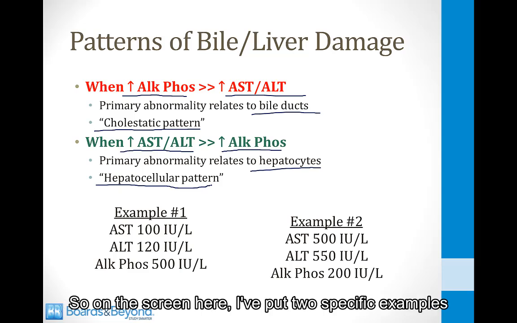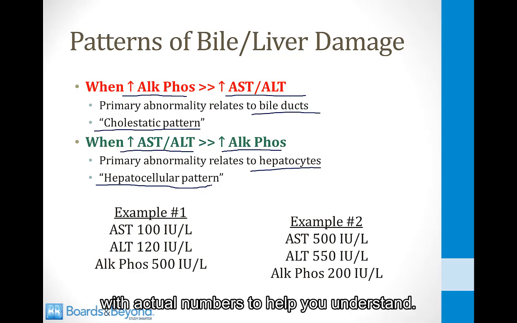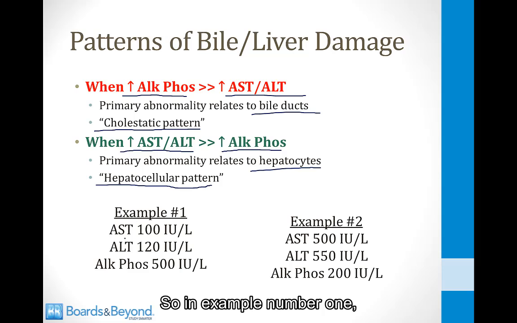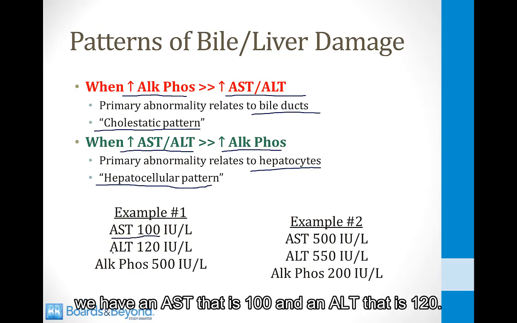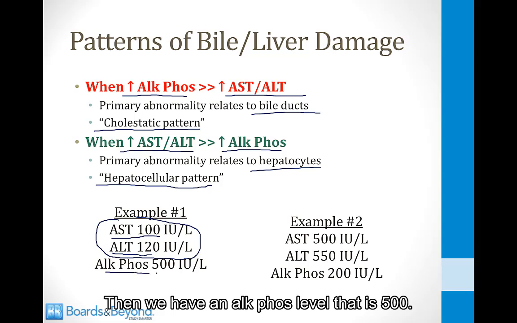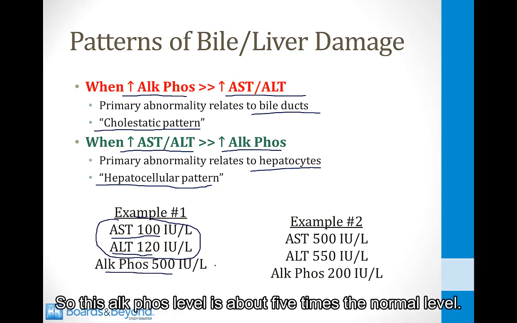So on the screen here, I've put two specific examples with actual numbers to help you understand. So a normal AST and ALT is about 50, and a normal ALK-Phos is about 100. The actual normals are slightly different than that, but that's an easy way to remember it when you're looking at board questions. So in example number 1, we have an AST that is 100 and an ALT that is 120. So these two values are about twice the normal level. Then we have an ALK-Phos level that is 500. So this ALK-Phos level is about 5 times the normal level.